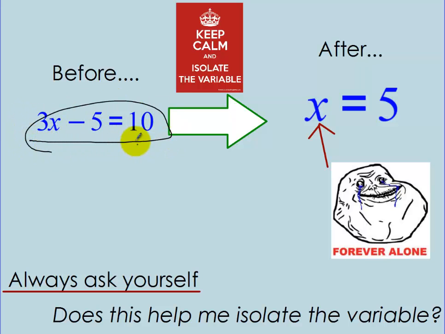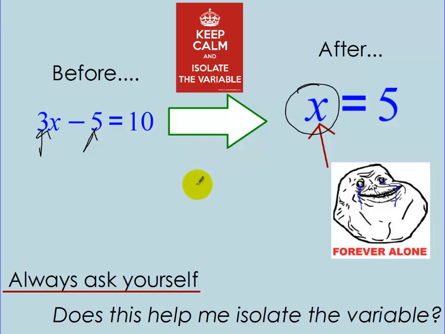Well, you have an equation that looks like this on the left, 3x minus 5 equals 10, and then we do some math to it, and it turns into x equals 5. The x is now isolated. The x right here had some friends. He had this 3, and he had this minus 5. Now he's got nothing. He's alone, forever alone, isolated.